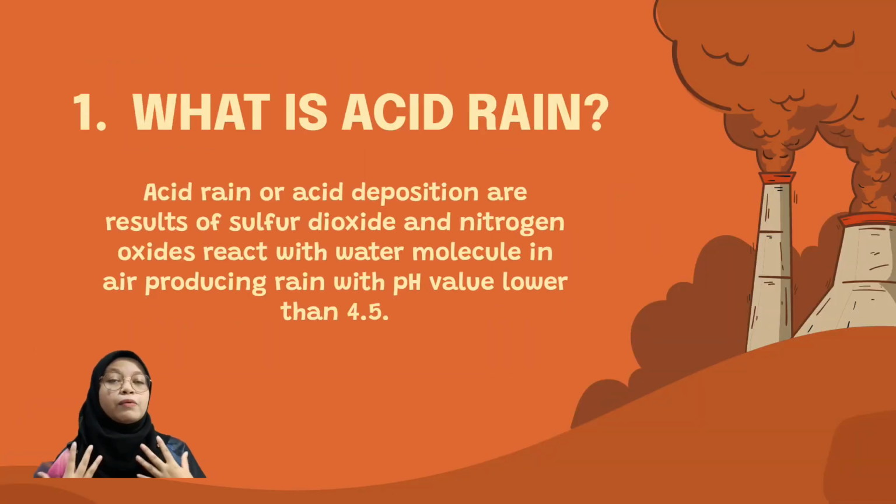Now I'm going to talk about what acid rain is. Acid rain, also known as acidic deposition, is a result of sulfur dioxide and nitrogen oxides reacting with water molecules in the air, producing rain containing acidic properties such as sulfuric acid and nitric acid, and lowering the pH value of the rain to 4.5 and below.